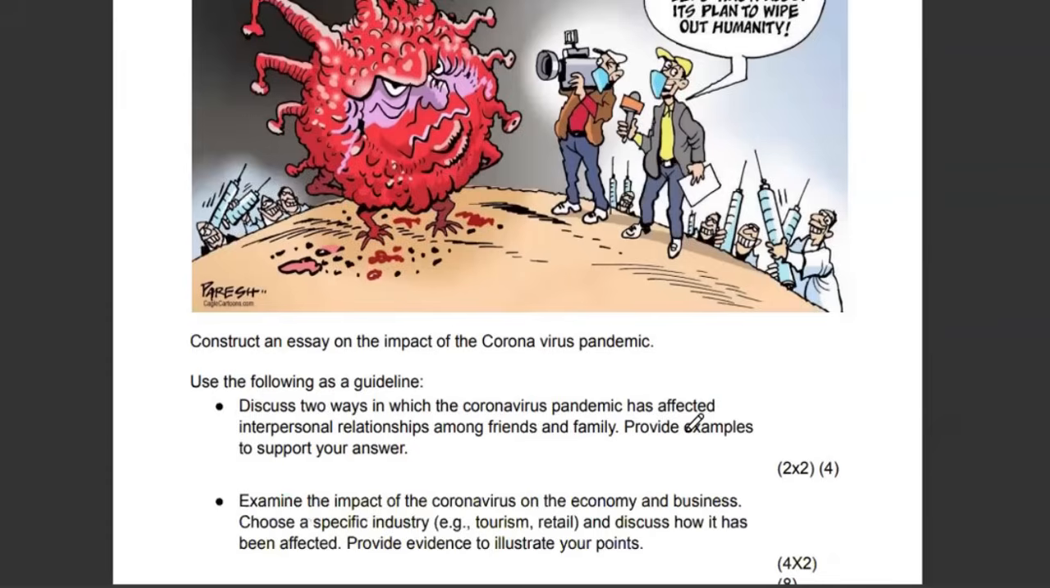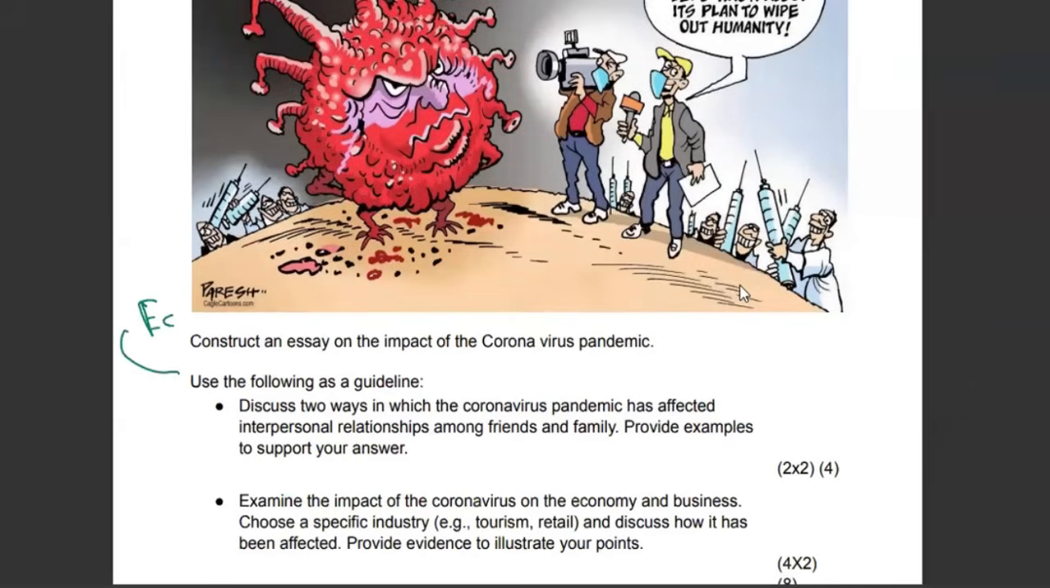Construct an essay on the impact of the coronavirus pandemic. Discuss two ways in which the coronavirus has affected interpersonal relationships amongst firms and family. Provide examples to support your answer. All right. The COVID-19 virus resulted in quite a number of things, which were overall negative.